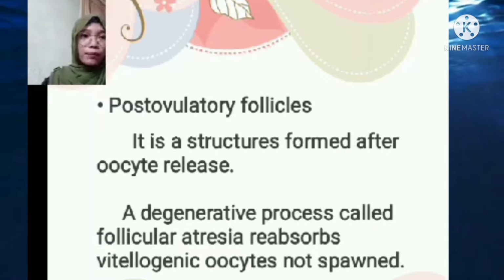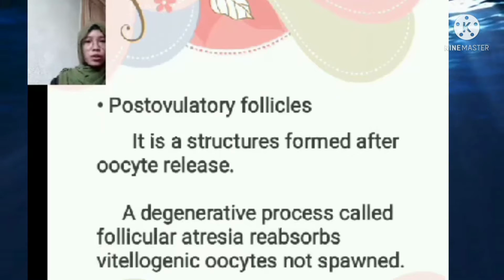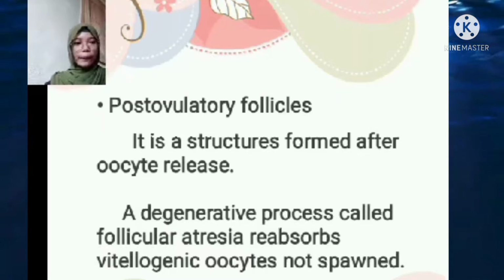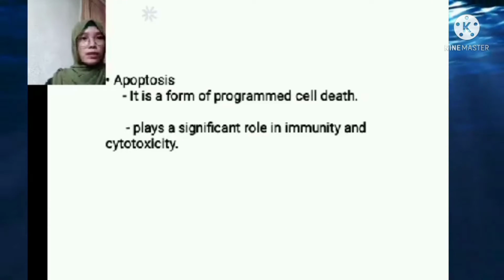A degenerative process called follicular atresia reabsorbs vitellogenic oocytes not spawned. Later on we will know what follicular atresia is. This process can also occur, but less frequently, in oocytes in other development stages. So next is apoptosis.